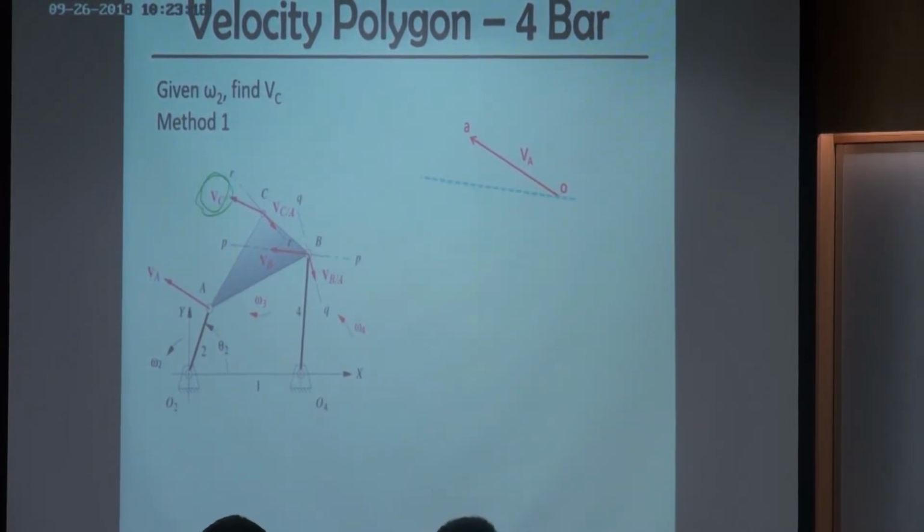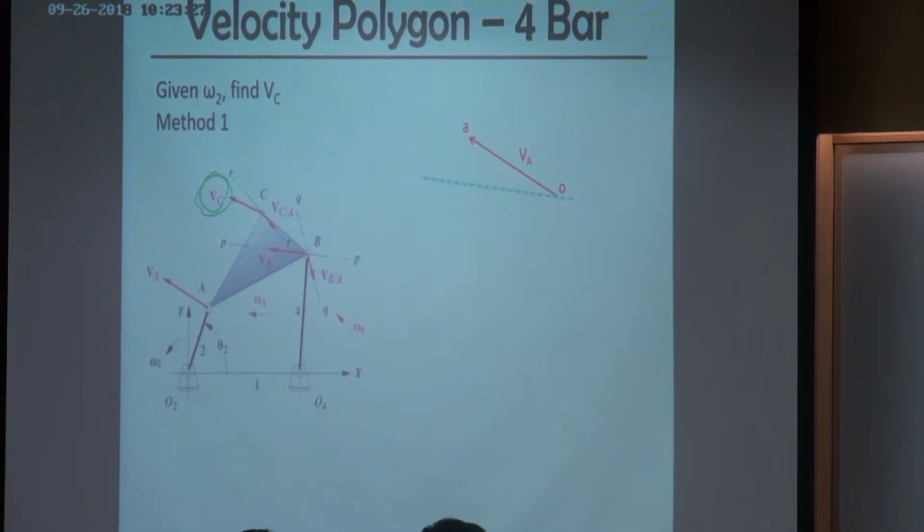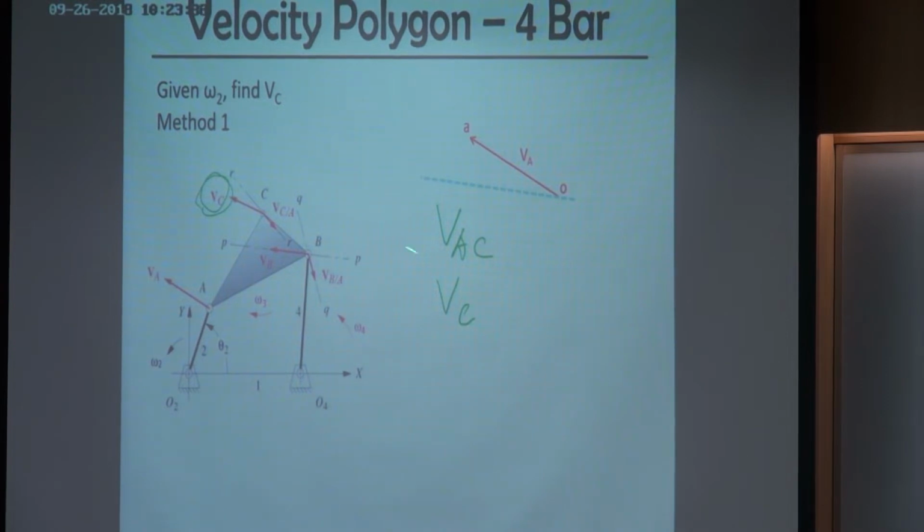right now in this velocity polygon, I have a point O and point A. So I probably need to find 2 things. One is VAC or VCA, either way is fine. I also need to find VC. I need a line representing VCA and another line representing VC. If I can find the intersection of these 2 lines, then that point is going to be C.